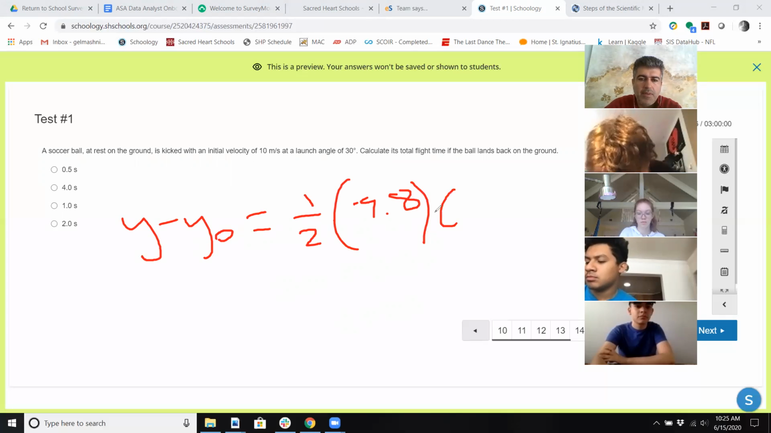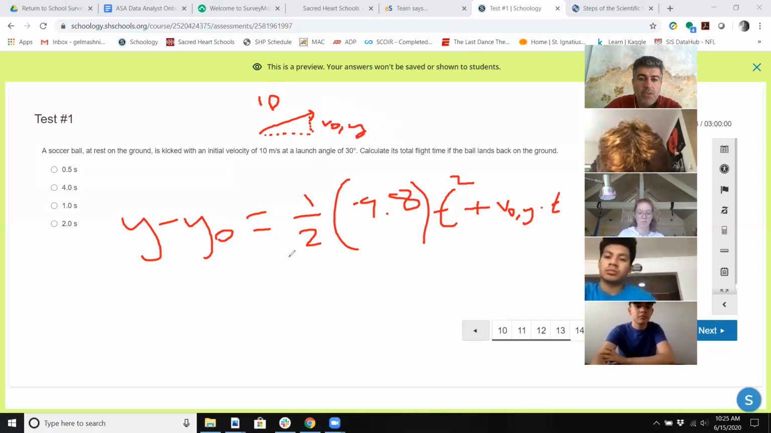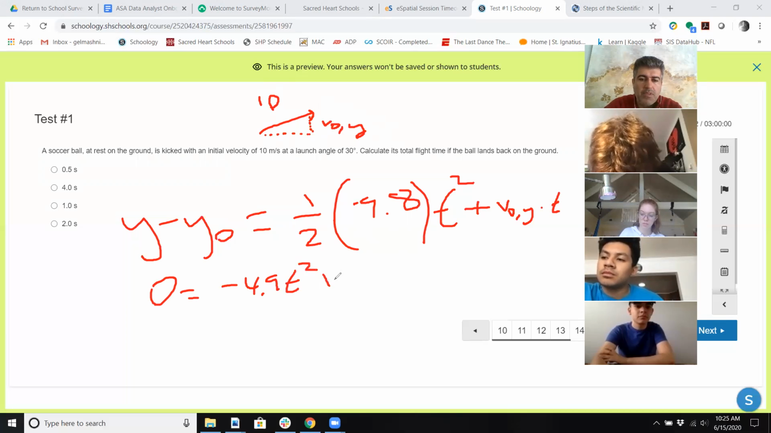So t squared, and then your initial velocity in the y direction, so you want v0 in the y direction times time. If you're launching at 30 degrees like this, and that's 10, I want my initial velocity in the y direction. That's going to involve a sine. So you're going to have 0, because that's your vertical displacement, equals negative 4.9 t squared, plus 10 times the sine of 30 degrees, because that's going to be your vertical velocity, times time.